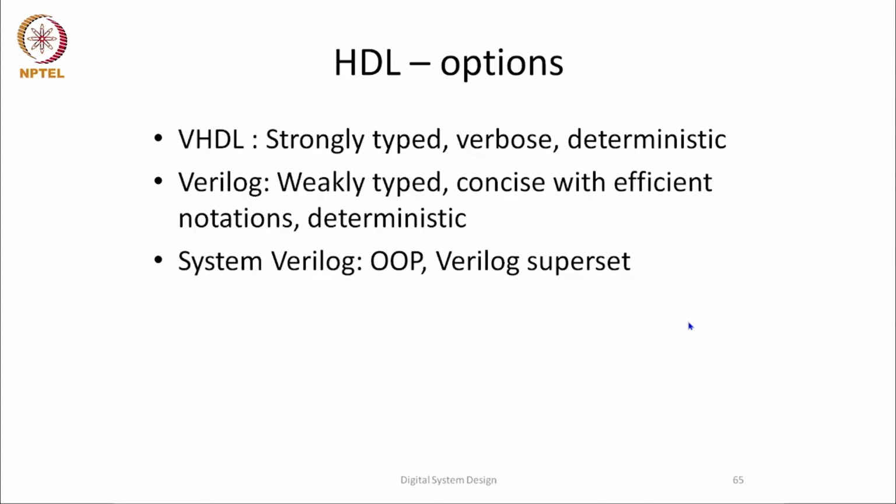Deterministic: all the languages have to be deterministic, meaning whatever function is specified, it will always behave in the same way. So the result would always be deterministic. If you run it once, twice, thrice, it will always give the same result.